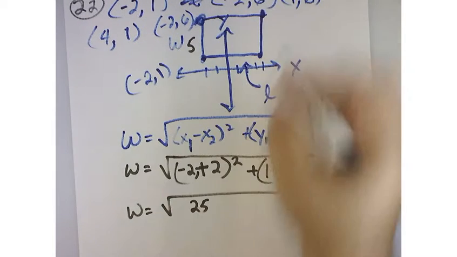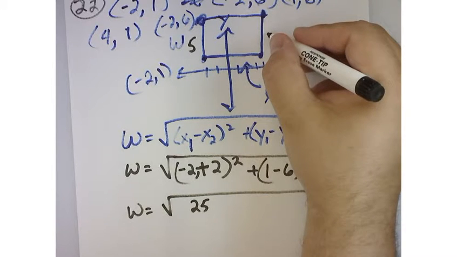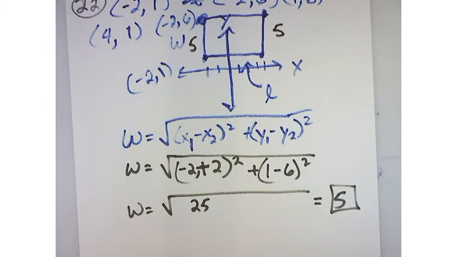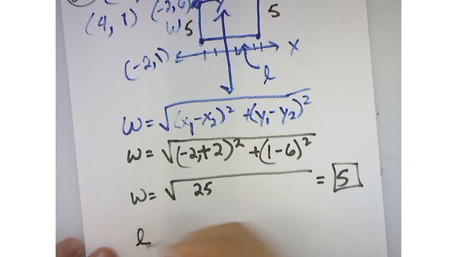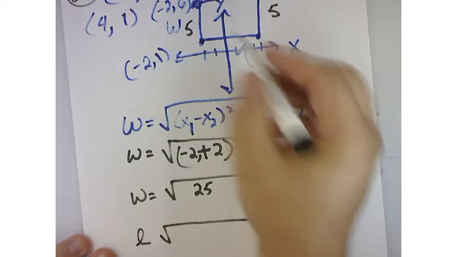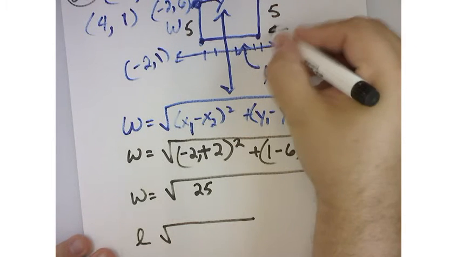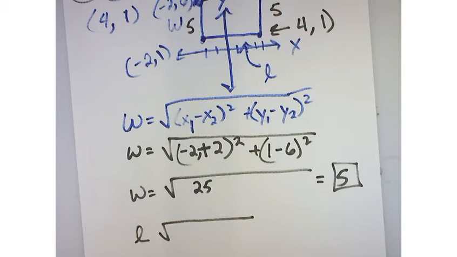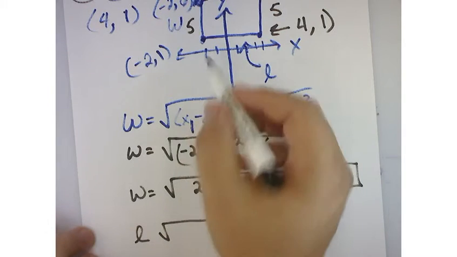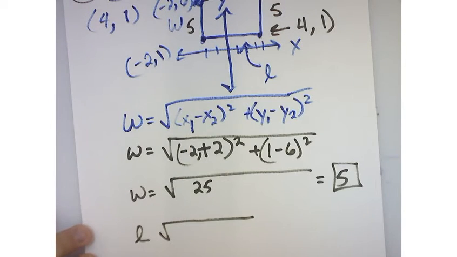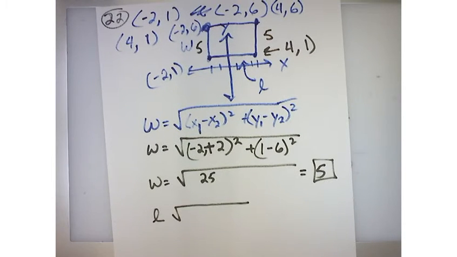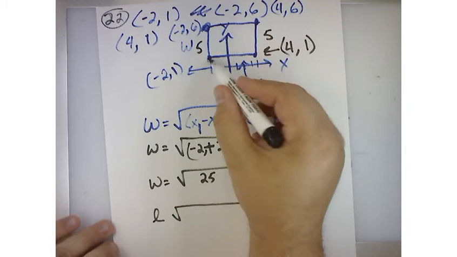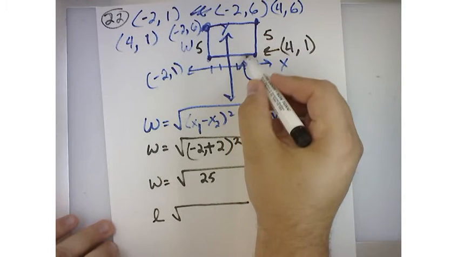What do you think this length here is going to be? It's 5 as well. So now we just need to find the length. Now the length is the same thing, but it's between 2 points, -2, 1, and then this point here, which is 4, comma 1. Now, how many units do you think we traveled to get from this point to this point? 6, right? 6. You could count it. It's just 1, 2, 3, 4, 5, 6.